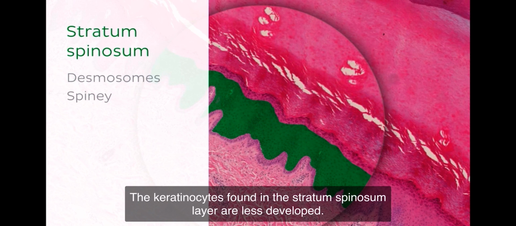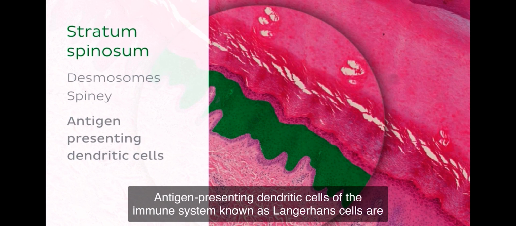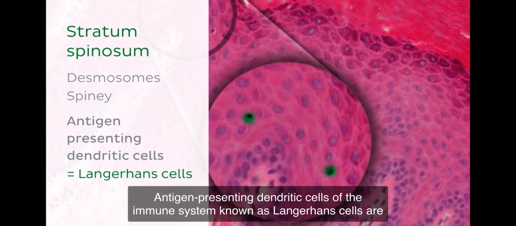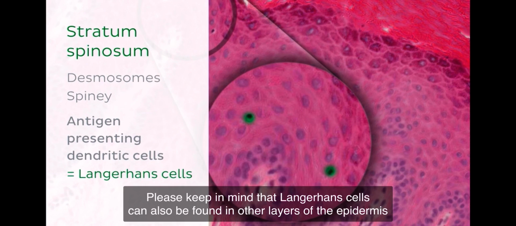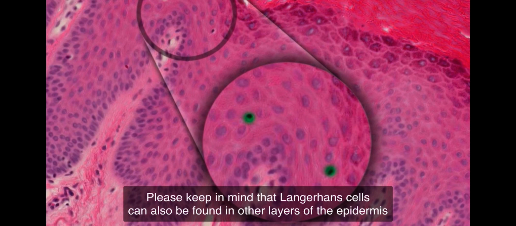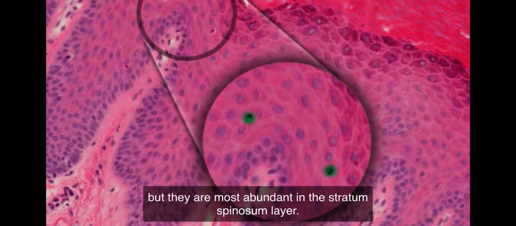The keratinocytes found in the stratum spinosum layer are less developed. Antigen-presenting dendritic cells of the immune system known as Langerhans cells are found in this layer. Please keep in mind that Langerhans cells can also be found in other layers of the epidermis, but they are most abundant in the stratum spinosum layer.